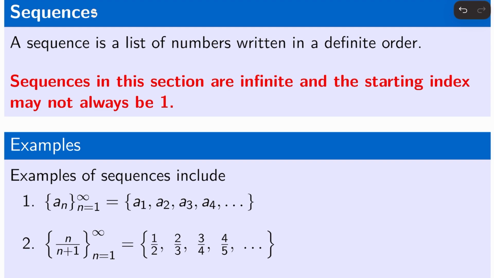In this video, we learn about sequences. A sequence is a list of numbers written in a definite order. Sequences in this section are infinite, and the starting index may not always be at 1. So we can start the index from 2, 3, 4, and so on. Here are some examples of sequences.